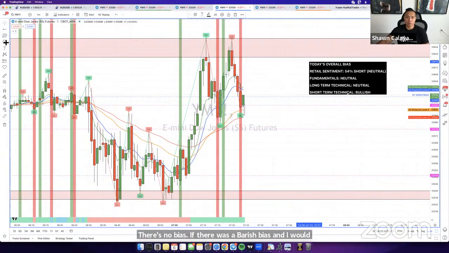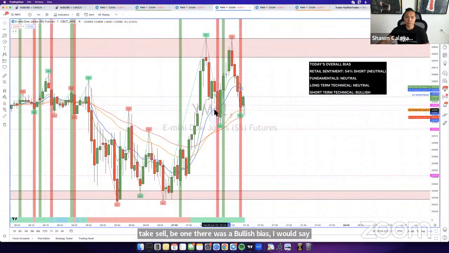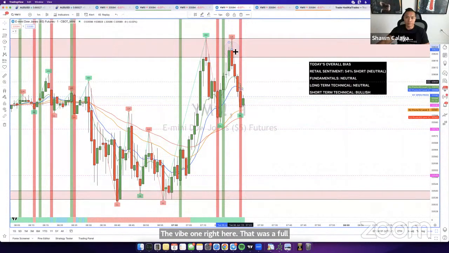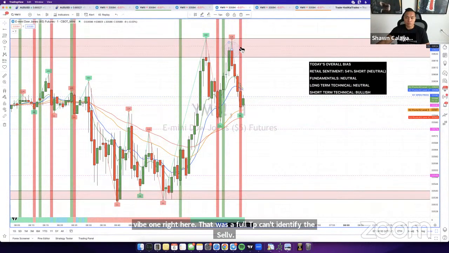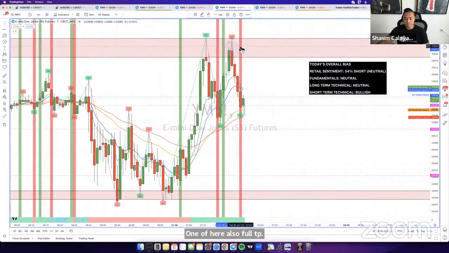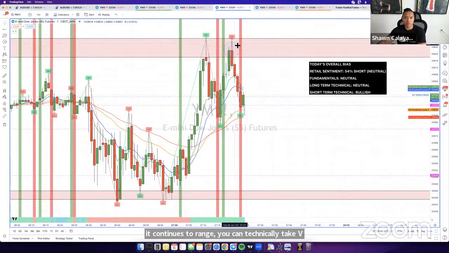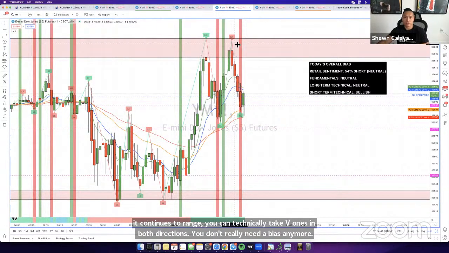You can see that they're both hitting though, right? Kenneth identified the buy V1 right here. That was a full TP. Kenneth identified the sell V1 over here, also full TP. The thing with these types of markets is that if it continues to range, you can technically take V1s in both directions. You don't really need the bias anymore, but I'm not going to tell you guys to do that. That's for more of the advanced trader.